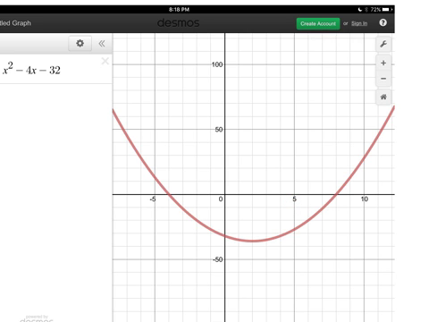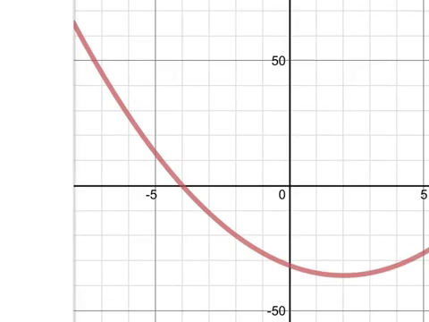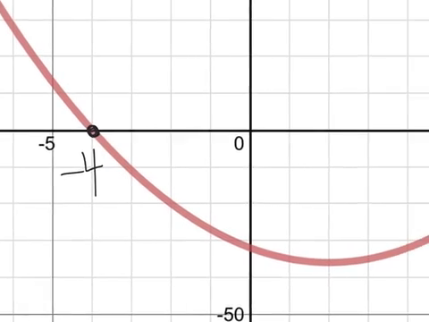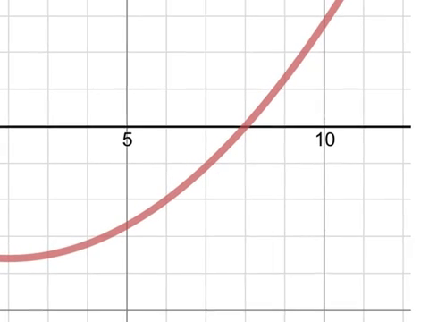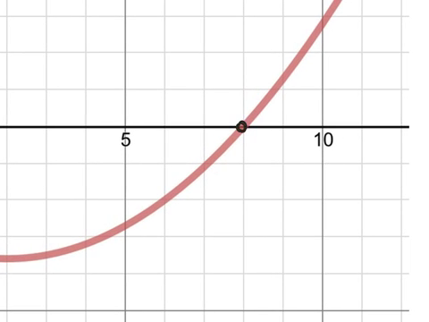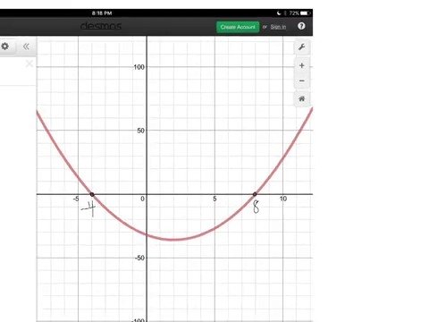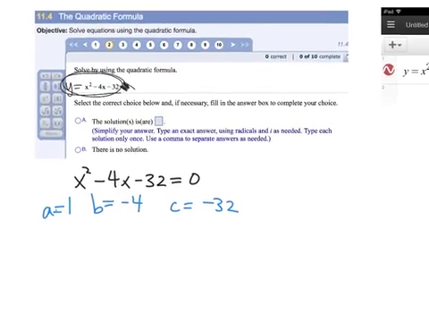on my iPad. And eventually I saw that right here, it looks like it intersects at -4. And way over here, it looks like it intersects at 8. So it looks like our answers are -4 and 8. All right, but just to be sure, let's take a look.